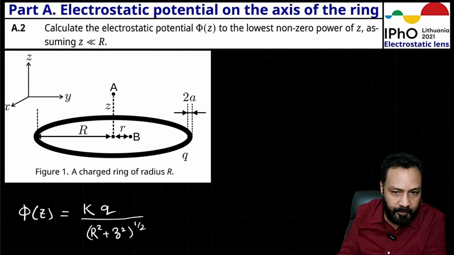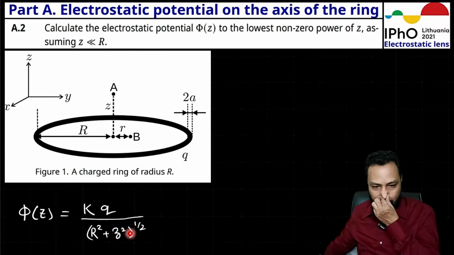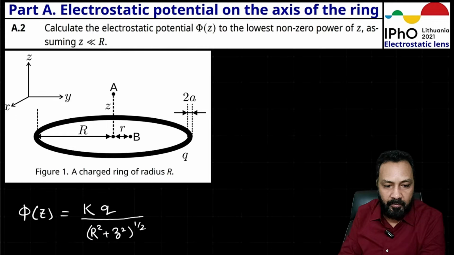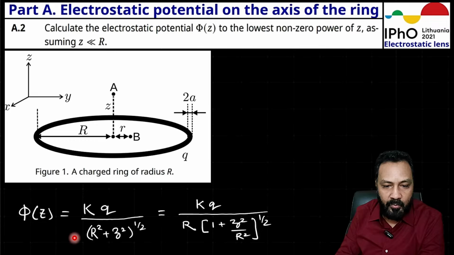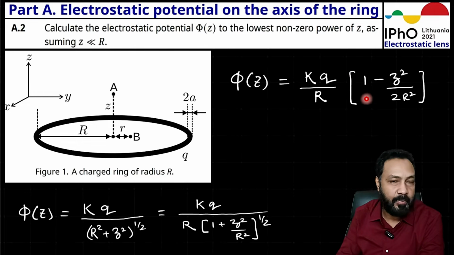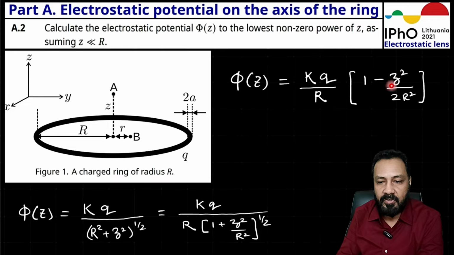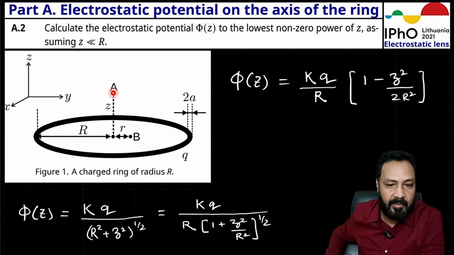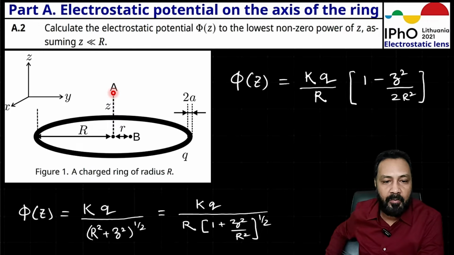So that's a simple thing. This phi z we calculated, and just use the binomial approximation. Take this r outside this square root, so r will come outside, and it will be 1 plus z square by r square power 1 by 2. Take it to the numerator, that will become 1 plus z square by r square power minus half, and then use the binomial expansion approximation, so we get 1 minus z square by 2 r square into kq by r. So that is the potential at A for z very small compared to capital R.